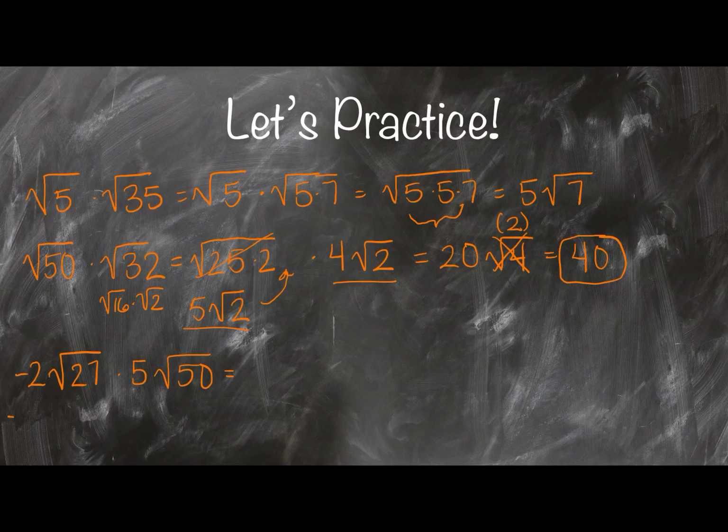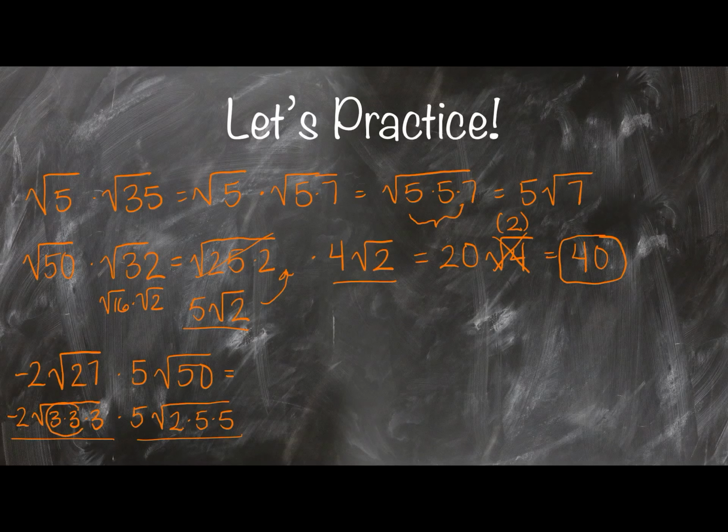Really, over here, we have negative 2 times the square root of, what would be the prime factorization here? It would be 3 times 3 times 3. And 5 times the square root, what would be the prime factorization here? Well, it would be 2 times 5 times 5. This one's going to be able to simplify, and this one's going to be able to simplify.